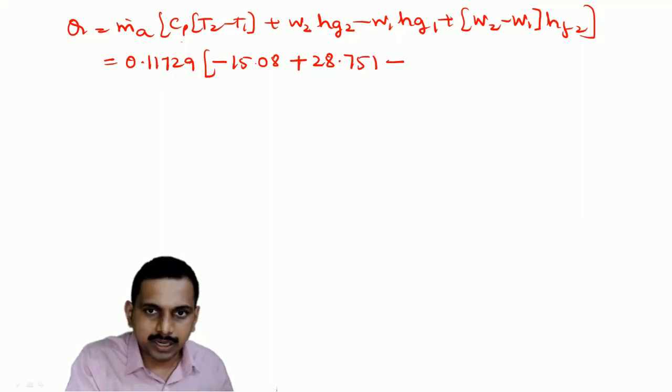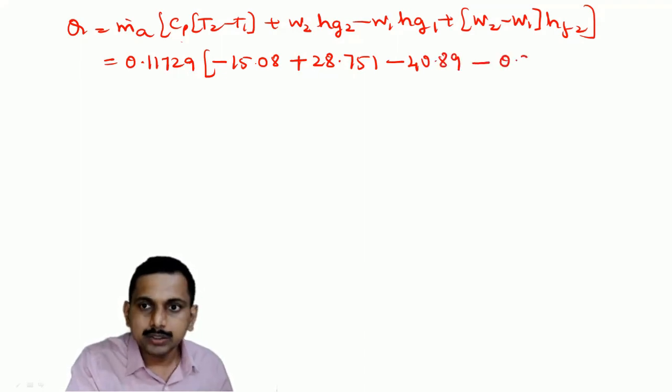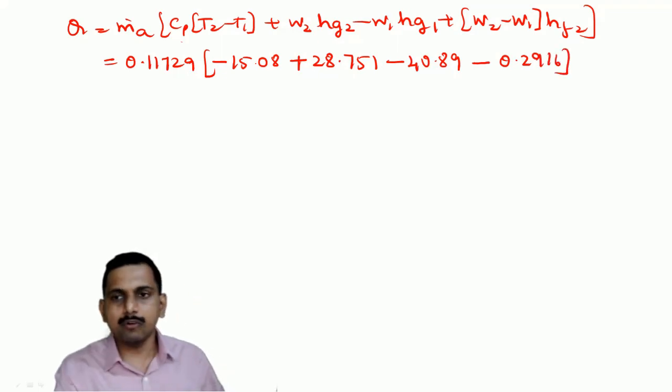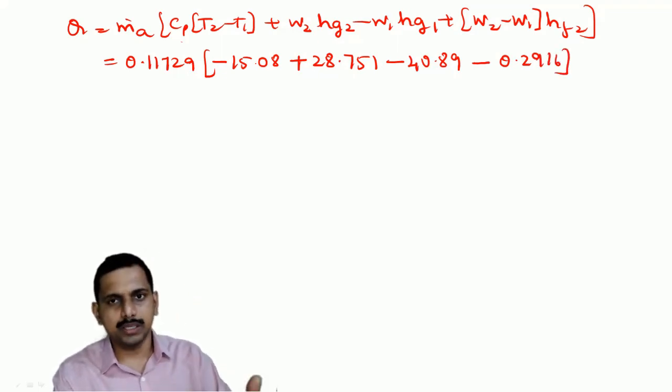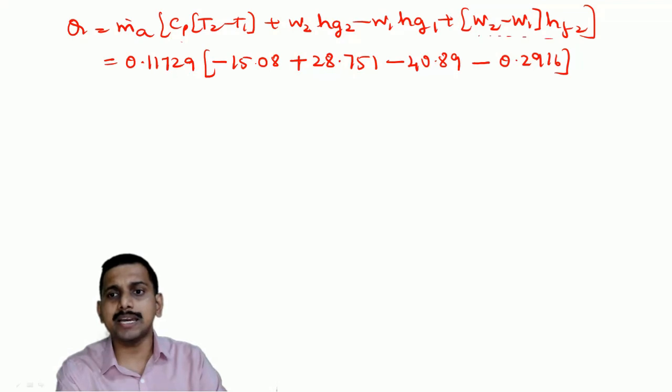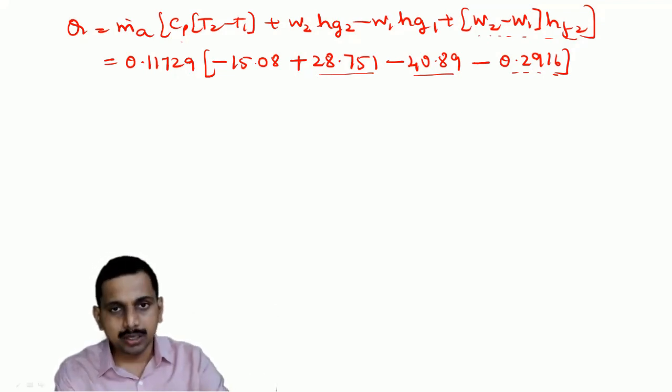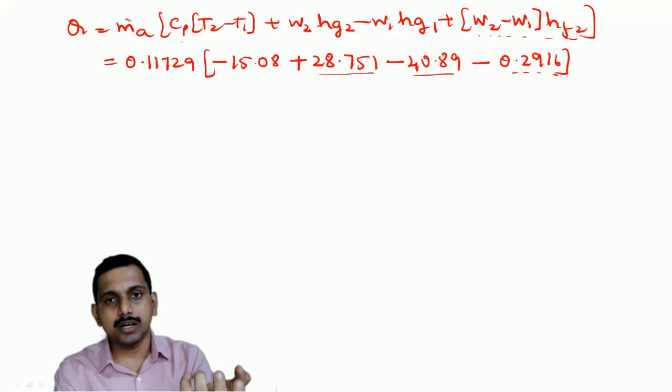Then this one I will get as 40.89 minus 0.2916. Now one thing we have to understand here: whenever we do the calculations, we have to see some concepts. The heat which is taken by condensing liquid is very less compared to the heat difference between W2Hg2 and W1Hg1. So the reason why I have ignored the enthalpy of superheat.